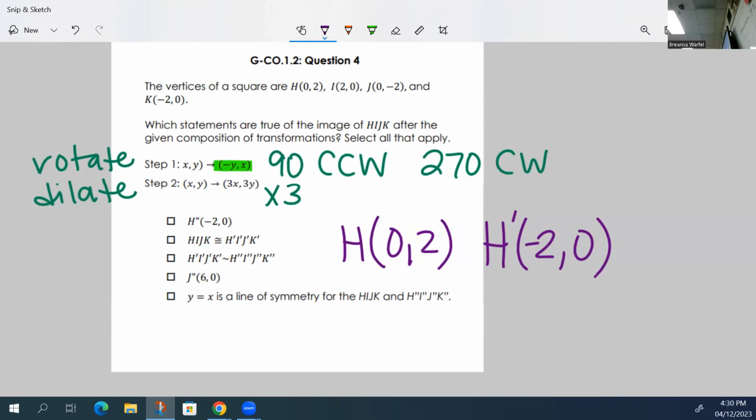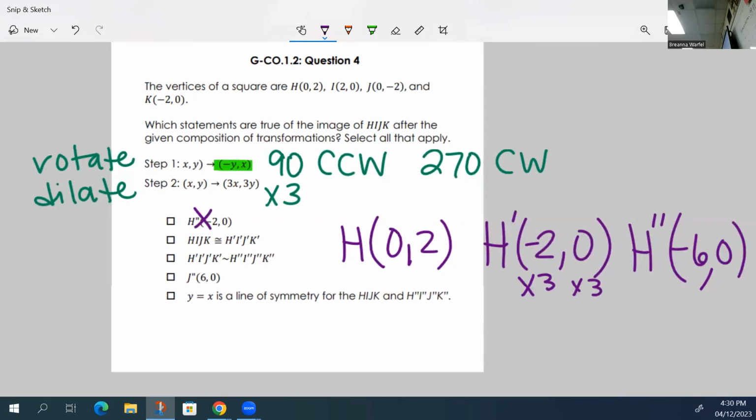Then to get to h double prime, we need to move it again. And so if you move it again, that means we need to multiply each of these by 3 to make it bigger. So then you get negative 6 and 0. So that is obviously not which h double prime is, so this one's out.